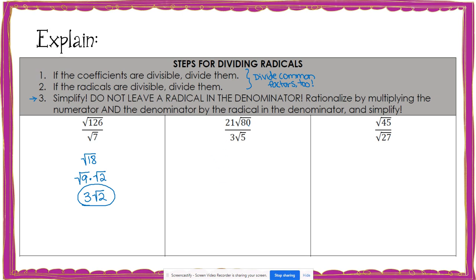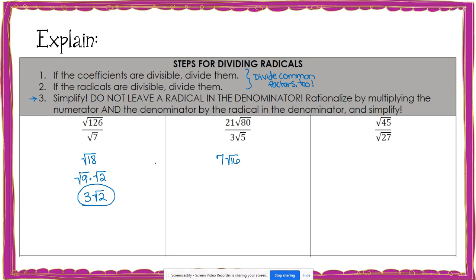For 21 times the square root of 80 over 3 times the square root of 5, we have coefficients, so we're going to start with that. Well, we know that 21 is divisible by 3, so we're going to do 21 divided by 3. That's going to give us a new coefficient of 7. Then we're going to look at our radicals. Well, we know that 80 is divisible by 5, and 80 divided by 5 is 16. So the radical is a square root of 16.